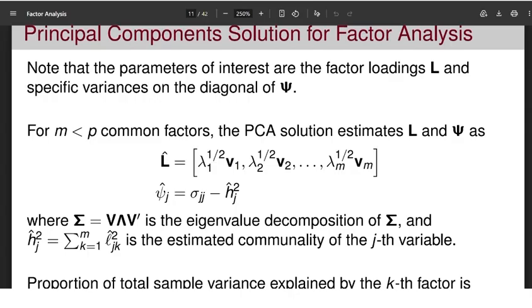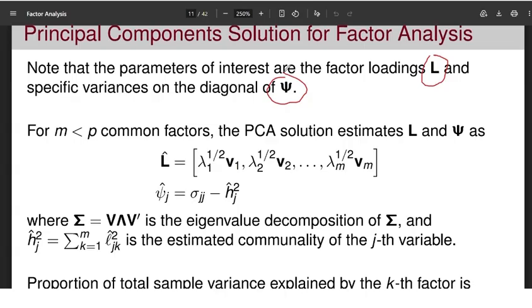It will ignore the specific variance. So that's why it's not great. The principal component solution is not great for factor analysis. Now, if you want to start, the question is, what are the parameters of interest that I want to figure out? I want to figure out the loadings. Don't forget factor loadings, and not only that, the uniqueness. Those are the parameters in the factor analysis model.